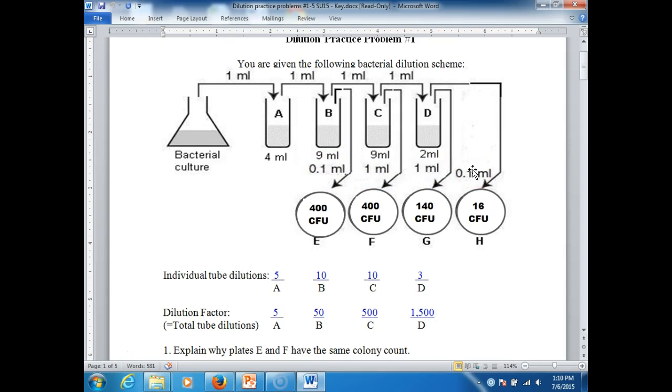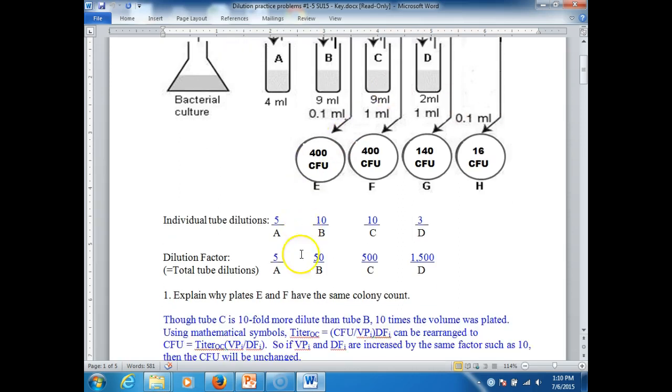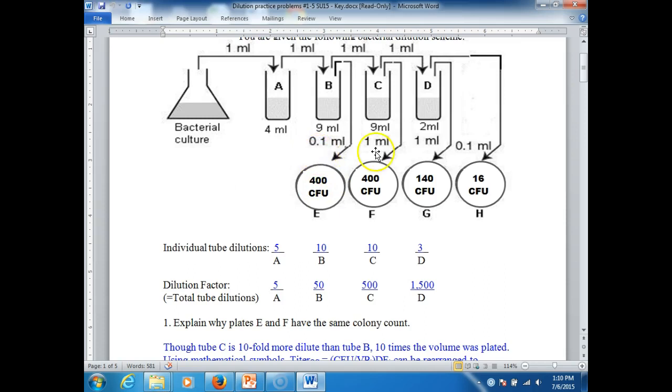Because if you take a larger volume, you're going to have more cells, right? You take a smaller volume, you're going to have less cells, right? And that's why we have to know that volume as well. And so why you ended up with the same counts is because, because of the different volumes, you were taking out about the same number of cells from each one.